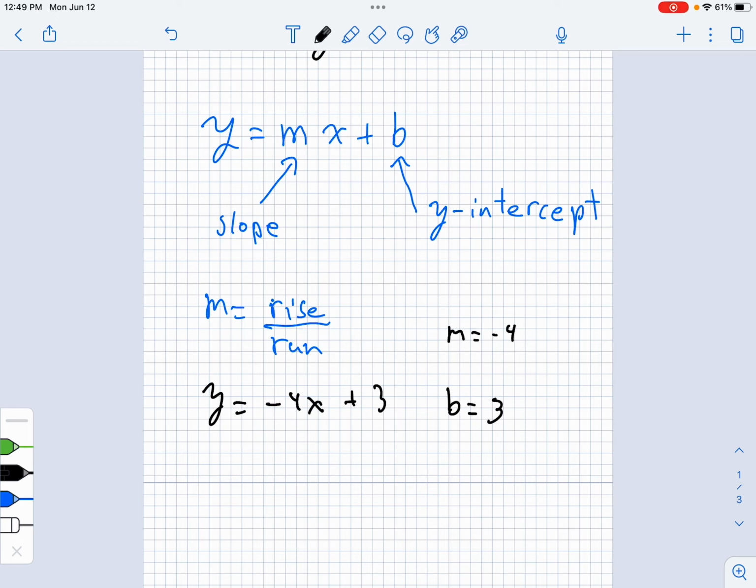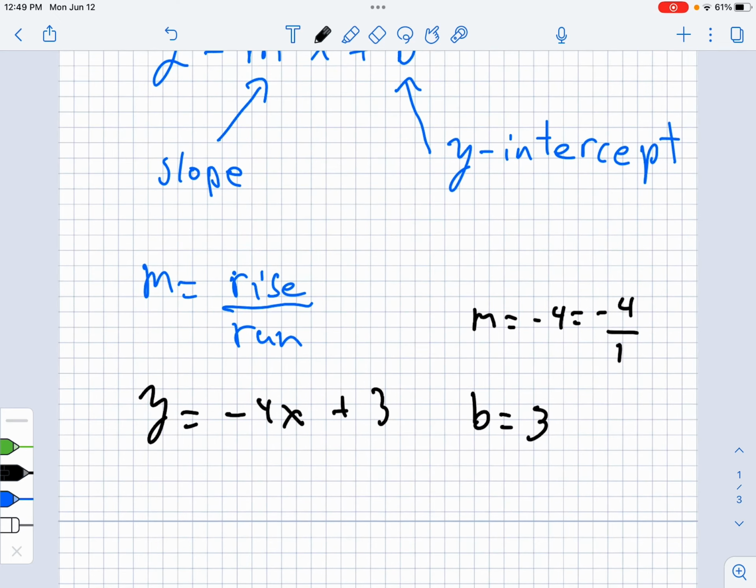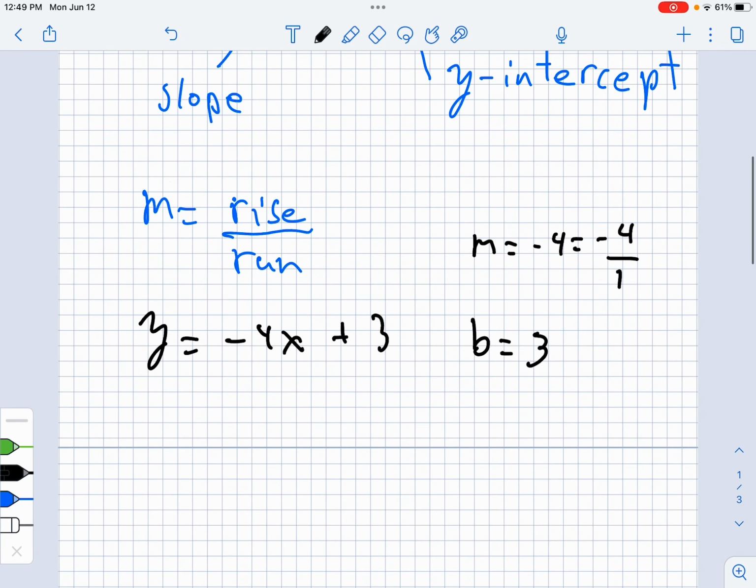So that minus 4, I'm going to rewrite it as a fraction. That's like saying minus 4 over 1, and I'm doing that to put it into the form of a rise over run. The way we're going to do this is by saying that for every 4 units that you go down, you go 1 to the right. Think of negative as going down, and the positive 1 goes to the right.